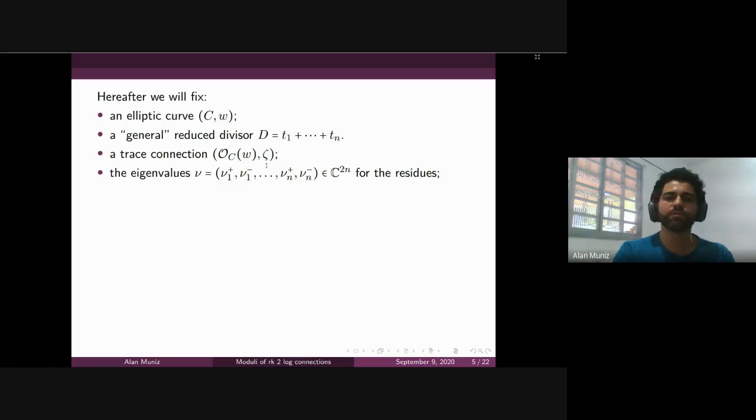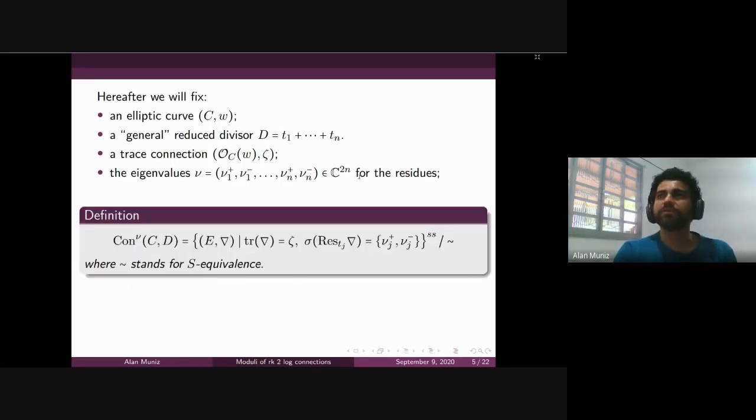Also logarithmic with respect to this divisor, and we fix some eigenvalues. Here we have described the connection: we have some poles and some residuals. Each residual will have two eigenvalues that are going to be fixed. And with all this data fixed, we can define the moduli space as a GIT quotient.